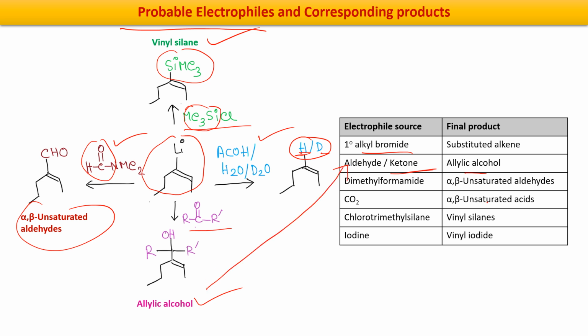Then dimethyl formamide, alpha beta unsaturated aldehyde, this one. If you take CO2, you will get some unsaturated acid. Chloromethyl silane we have already seen, and if it is iodine, there will be vinyl iodide. So these are the probable electrophiles and the corresponding products.